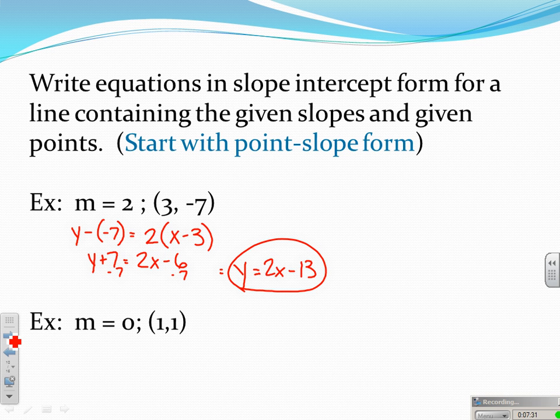Okay, let's take a look at another one. If we have a slope of 0 and a point 1, 1, y minus y1 equals the slope times x minus x1. Now notice that y minus 1, if we take 0 times any quantity, we're going to get 0. So ultimately, we end up with y is equal to 1. Okay, another horizontal line. Which, given a slope of 0, we could actually have figured that out from the beginning, couldn't we?